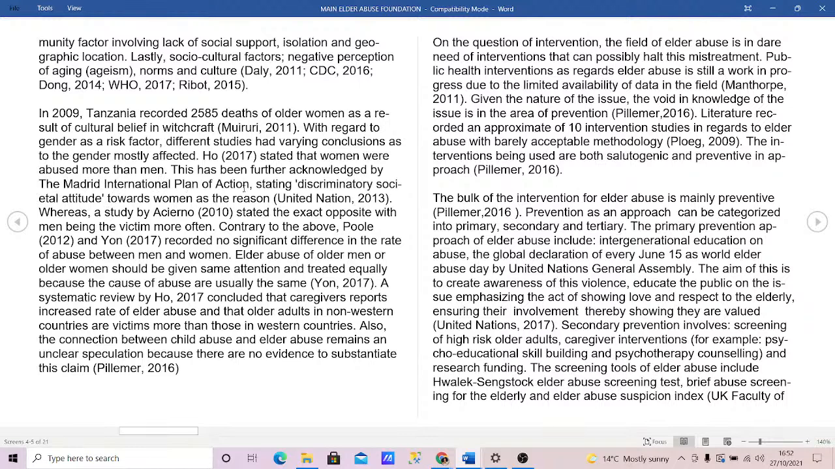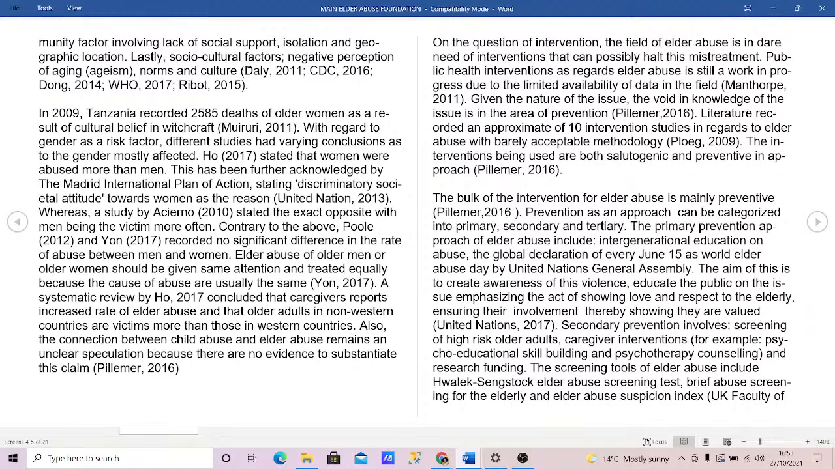Madrid International Plan of Action also claimed that women are abused more than men. Full stop. Do you see that? Just straight up like that. You're just giving us the point. Full stop. I just start again. Asieno 2020 stated that men are victims more than women. You see what I'm doing? I'm just giving the sentences. I'm not comparing. So that removes that element of critical analysis from the whole thing. That's the point I'm trying to drive.